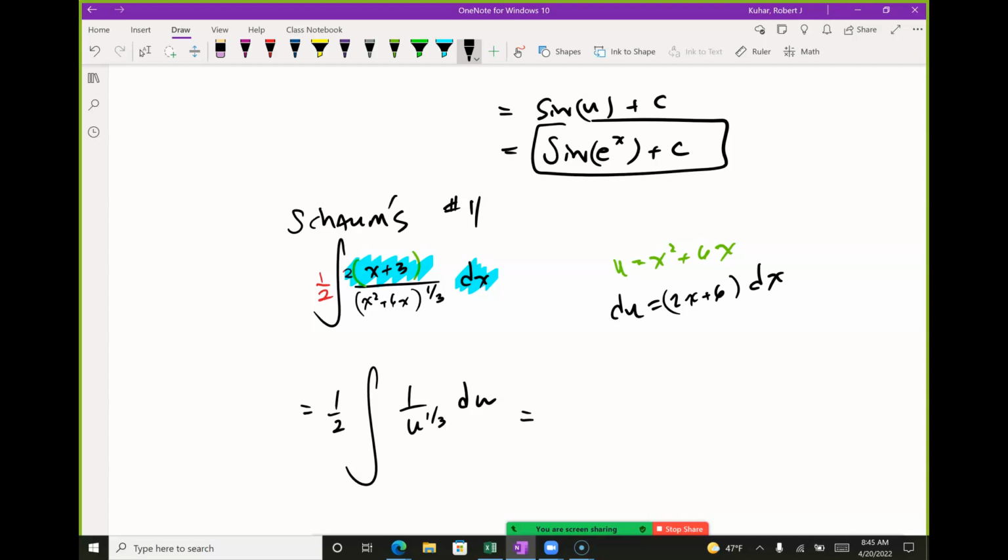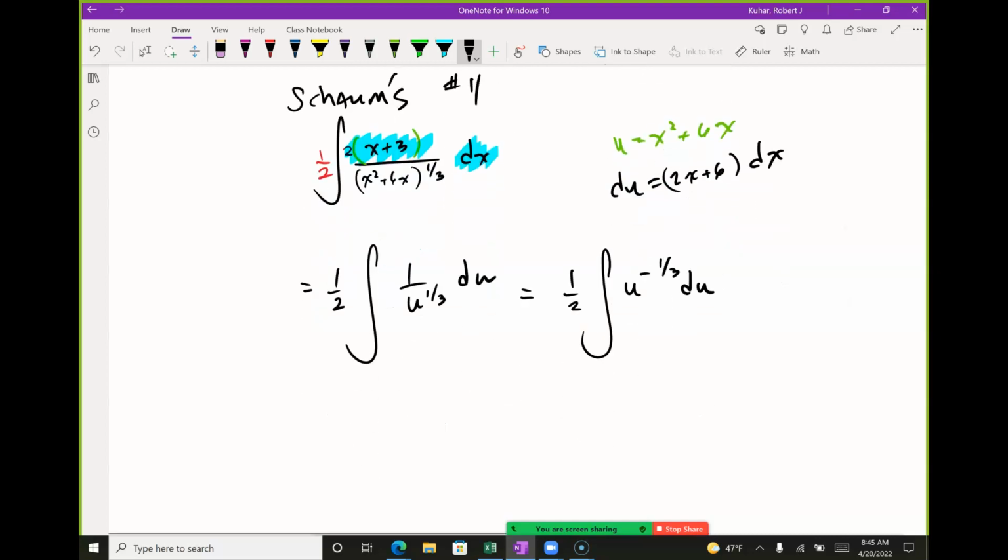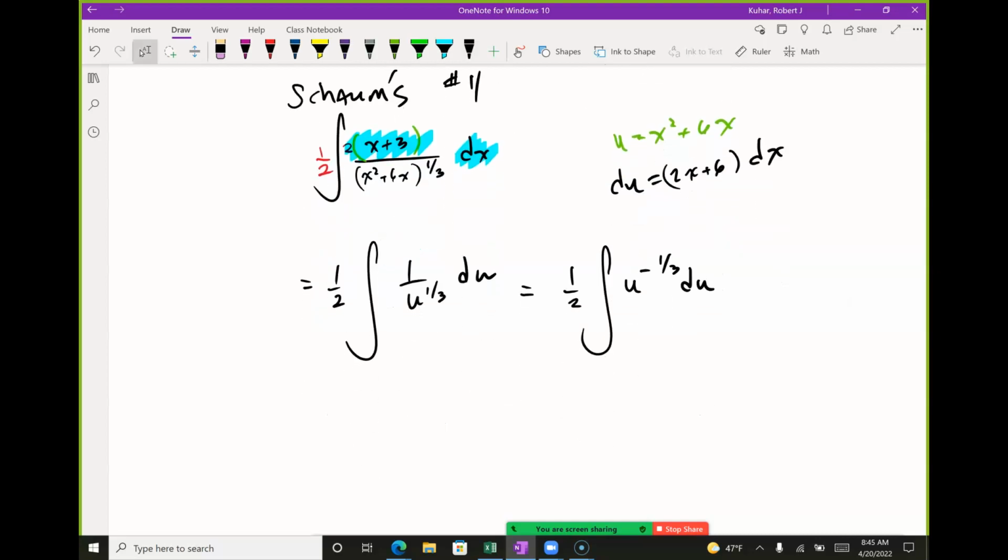So it looks like I'm back to level 2, power rule, right? Do we agree that what's in blue on my first line here is du? And then I still have the 1/2, I still have the integral, I still have that 1 over x squared plus 6x all to the 1/3 power, but that stuff inside is u. So I have 1/2 times the integral of u to the minus 1/3 du. Everybody with me? No, not really. Where are you not with me?